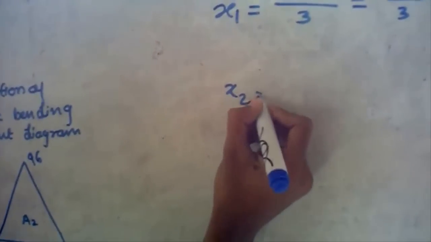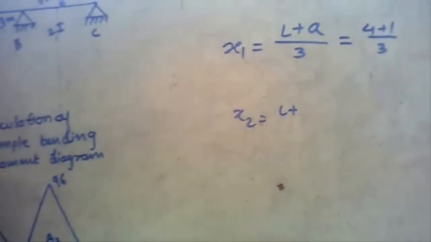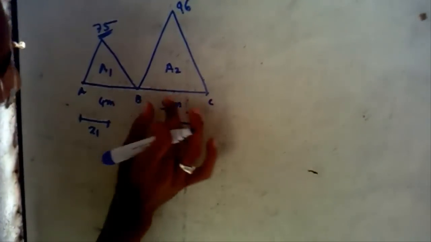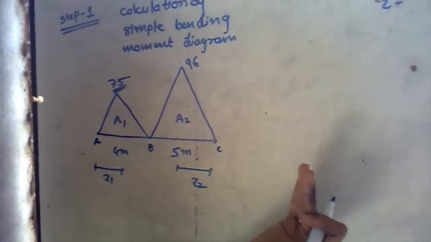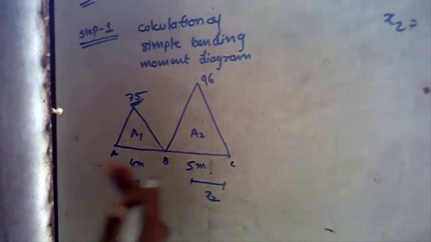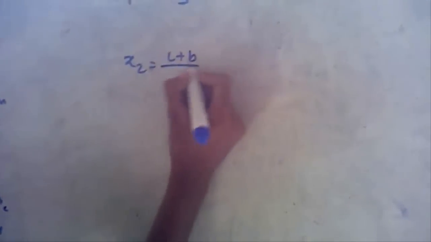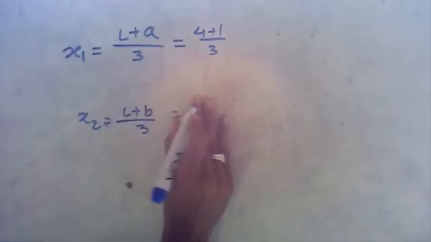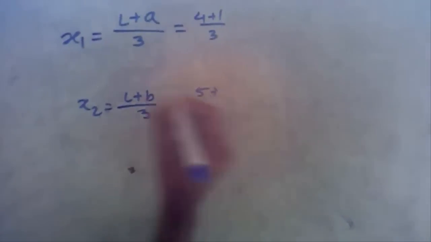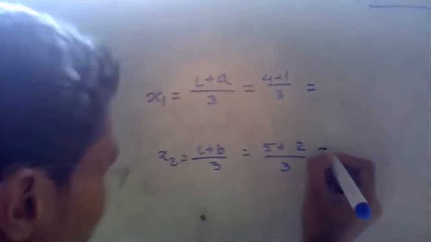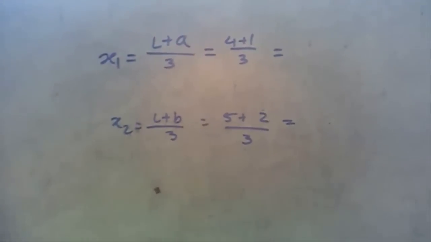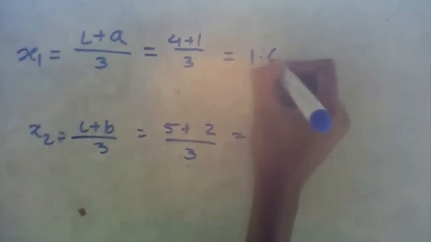x2 is calculated by L plus the B distance, not the A distance, because it is in part, so the calculation goes from right to left. So (L + B)/3, that means (5 + 2)/3. So the answers for both are 1.66 and 2.33.